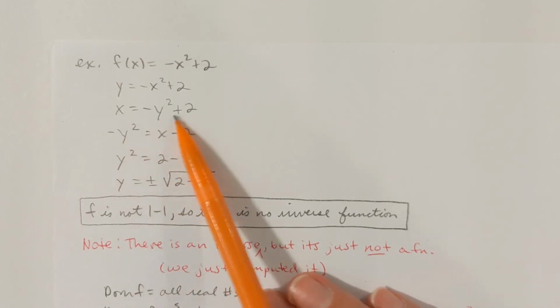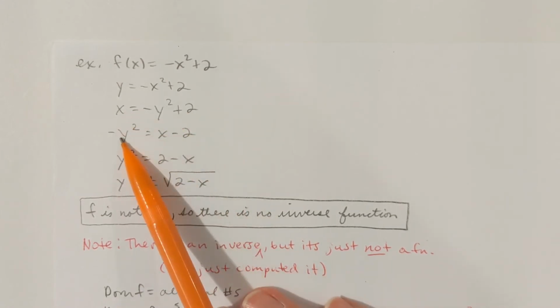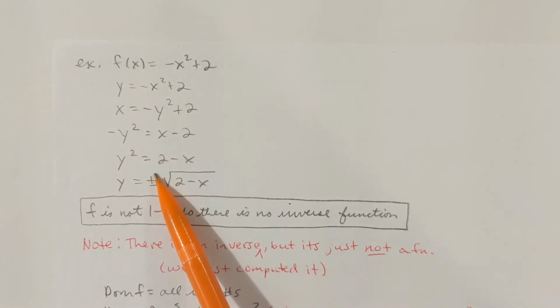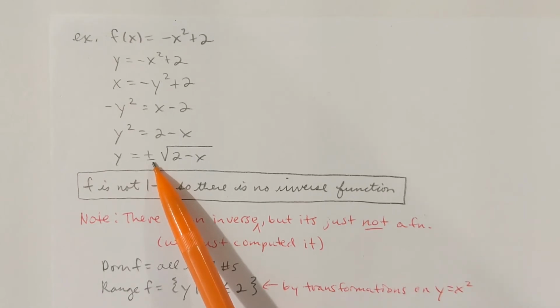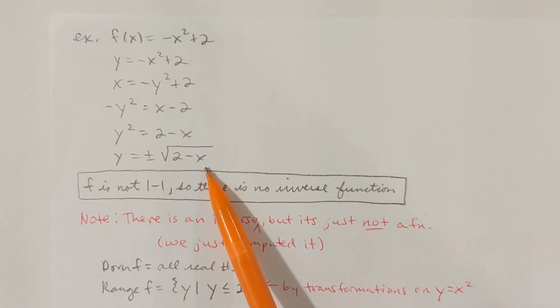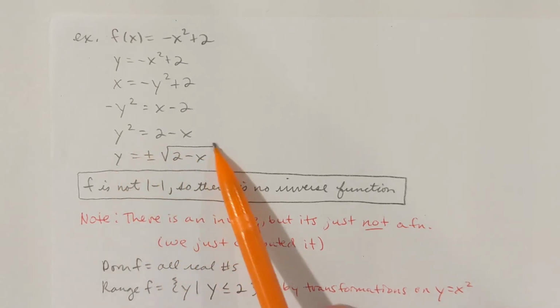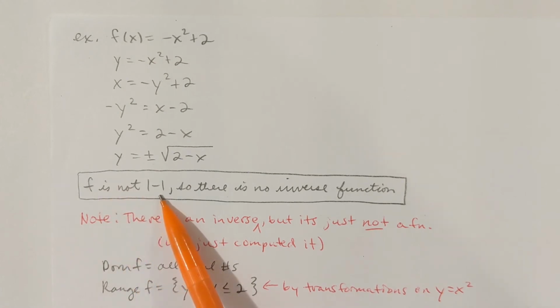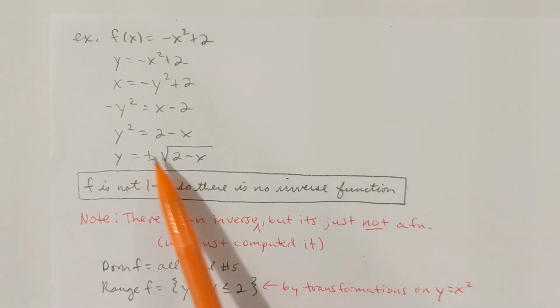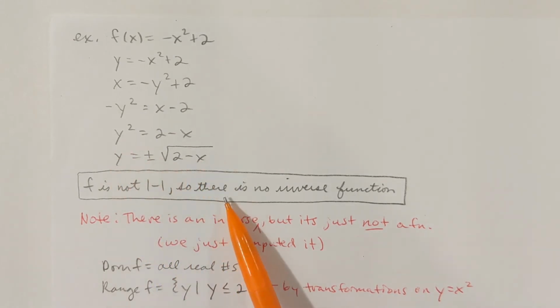Well, if I subtract 2 and then multiply by -1, and then take the square root of both sides, don't forget about the plus or minus, then y is equal to plus or minus the square root of 2 minus x. Now, that would be my answer. That's the inverse. F is not 1 to 1. Remember, 1 to 1 just means that the inverse is a function, and the inverse is not a function.